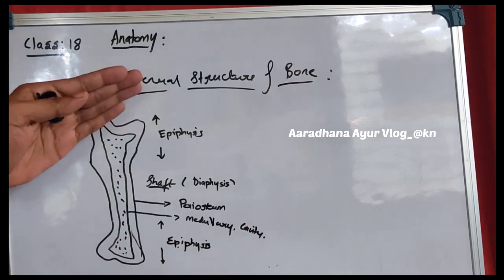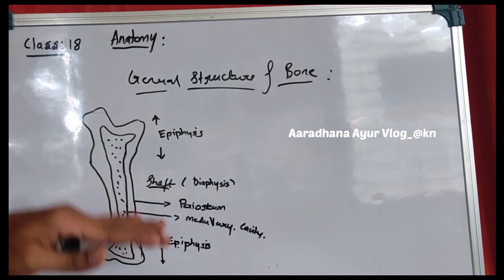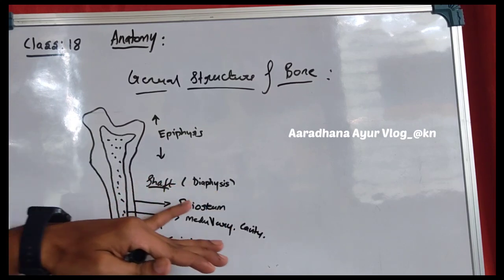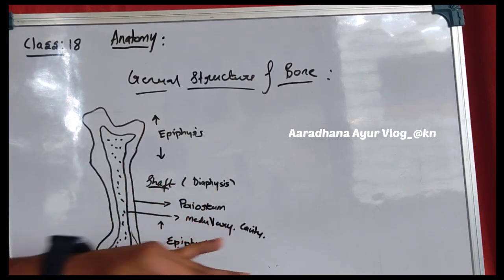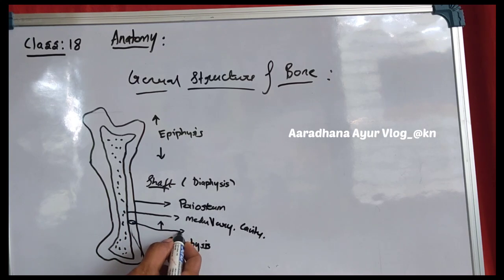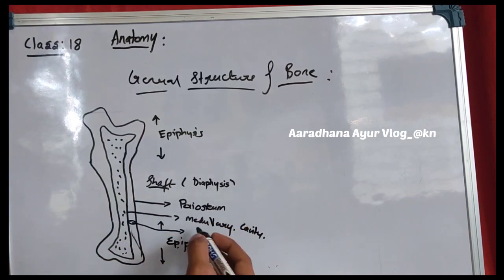Okay. So two parts of the bone: the epiphysis, the middle shaft called the diaphysis, the outer layer known as the periosteum, and the inner one known as the medullary cavity. And the gap between the periosteum and the medullary cavity is called the cortex.